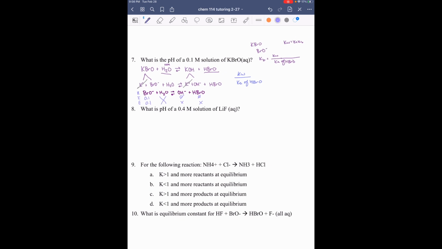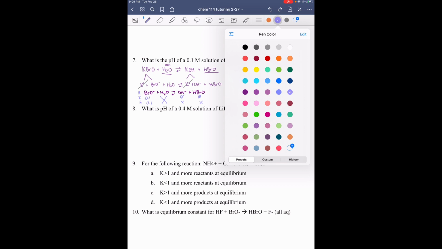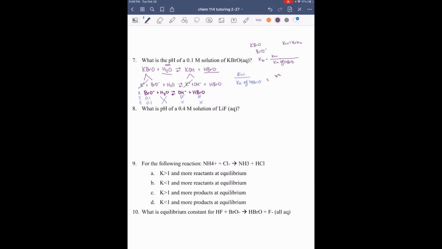And then we're going to have that Kw over Ka of HBrO is going to equal, those colors are really similar to each other, our x squared over 0.1. So then you would multiply by 0.1 and square root it. X would then equal our OH concentration. So we take the negative log of our OH concentration, that would get us pOH. And then 14 minus pOH equals our pH. That's how you do that one.